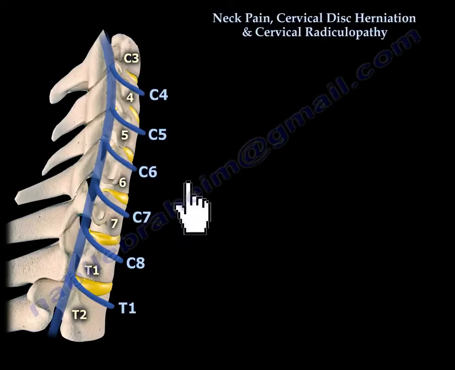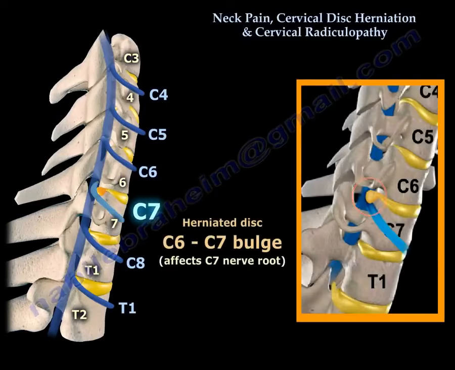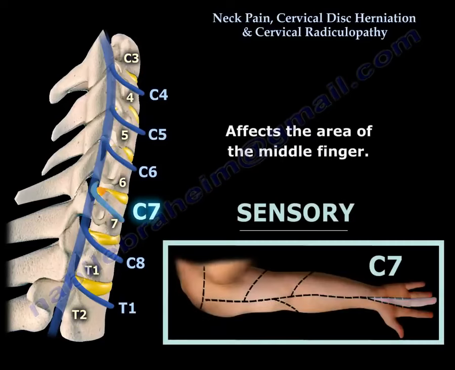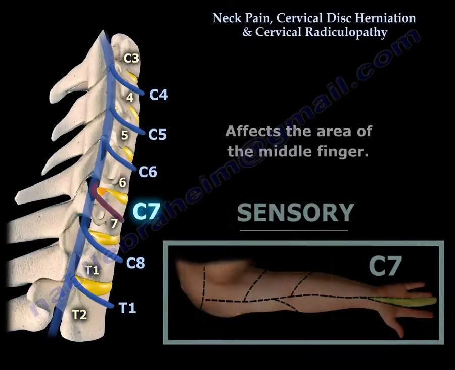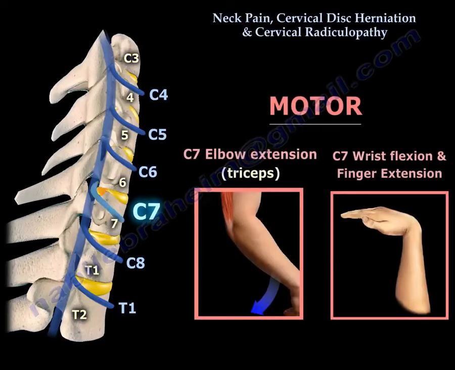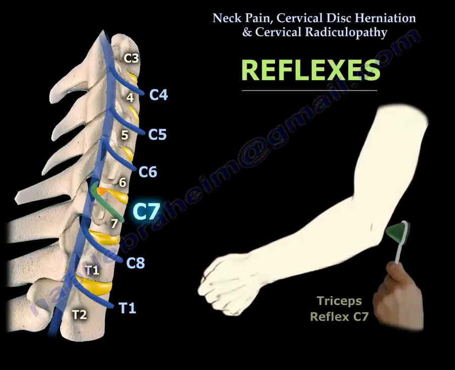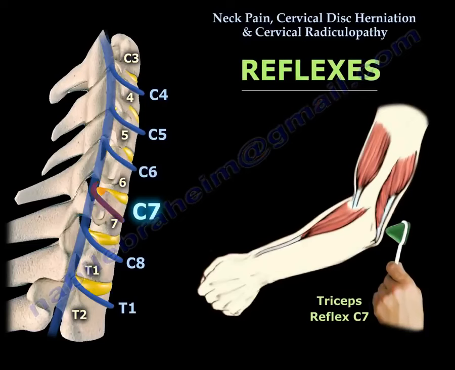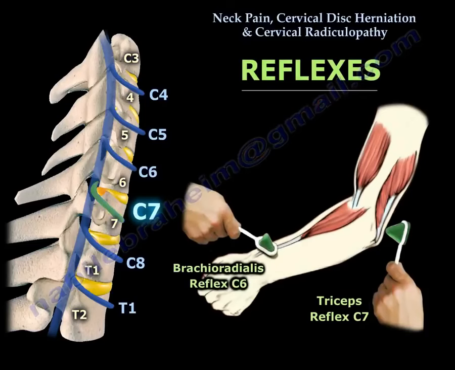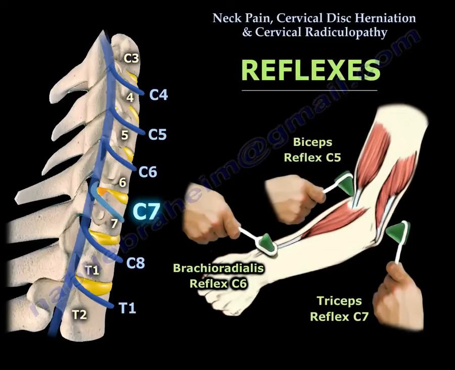How about a C6, C7 bulge or disc herniation? It will affect the C7 nerve root. The sensory area in C7 will be the middle finger. The motor in C7 will be elbow extension, the triceps. It also will be wrist flexion and finger extension, assuming the shape of the number 7. Reflexes: C7 is the triceps reflex, C6 is the brachioradialis reflex, C5 is the biceps reflex.